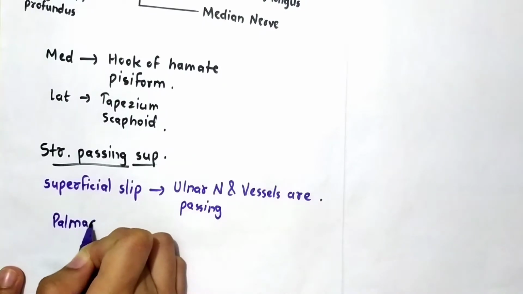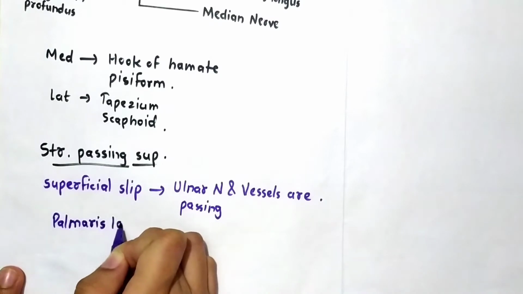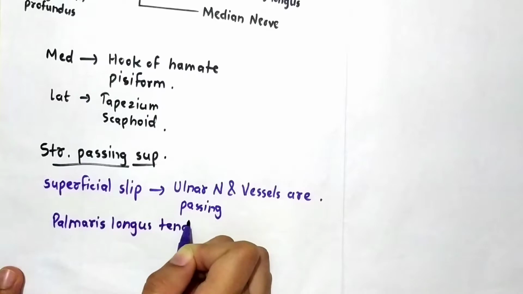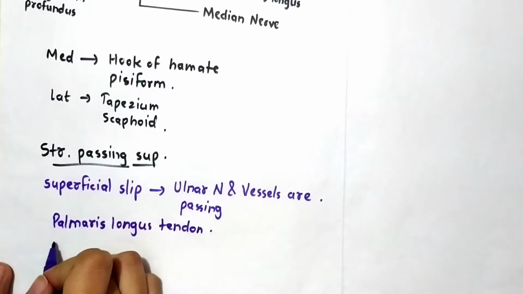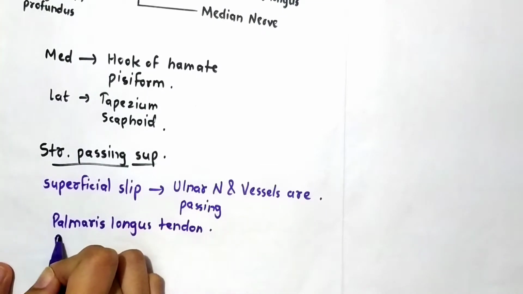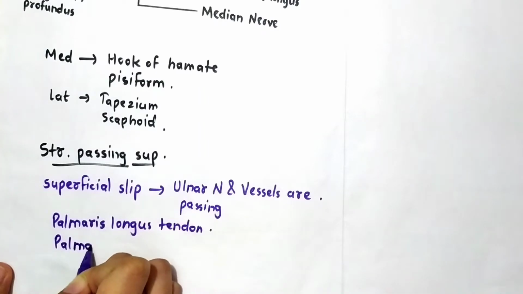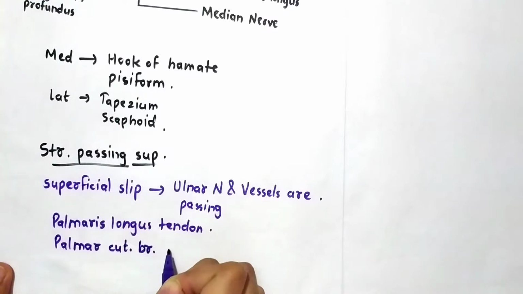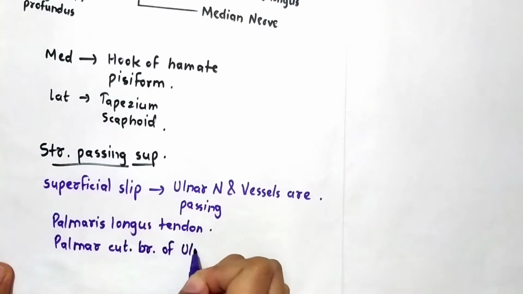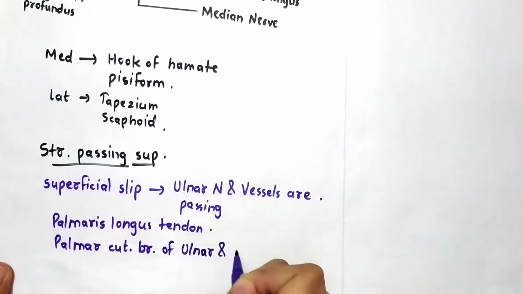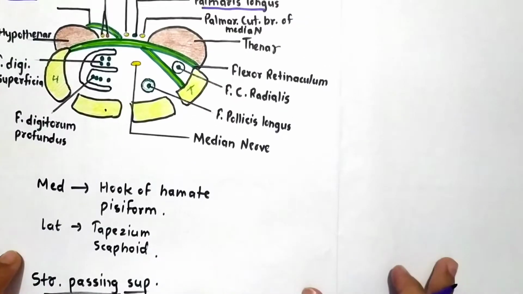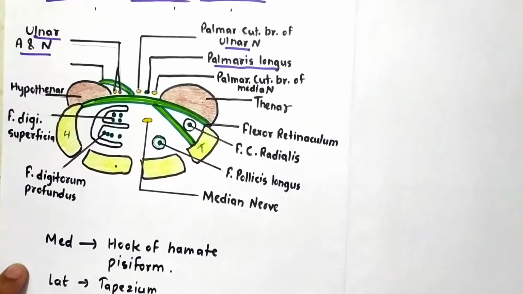Palmaris longus tendon and palmar cutaneous branches of the ulnar and median nerves. Now let us see the structures passing deep to this retinaculum.